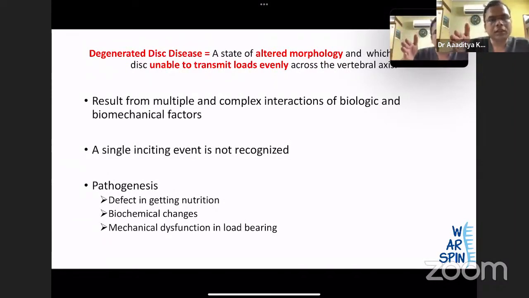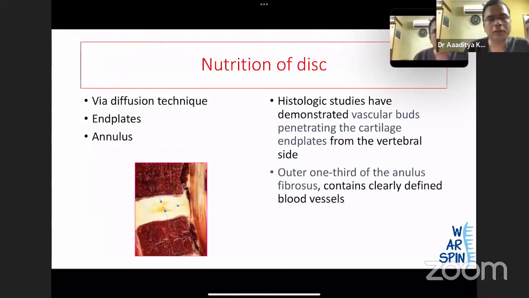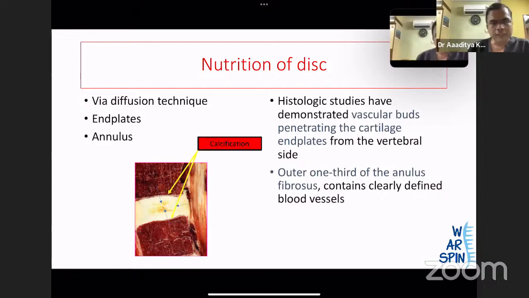The first stage is a defect in the nutrition to the disc, which leads to biochemical changes in the disc, and which eventually leads to mechanical dysfunction of the load bearing capacity of the disc. The disc gets nutrition via diffusion through the end plates in the adjacent vertebrae and through the annulus fibrosis. Even histological studies have shown vascular buds penetrating through the end plates of the vertebrae and through the outer one third of the annulus fibrosis.